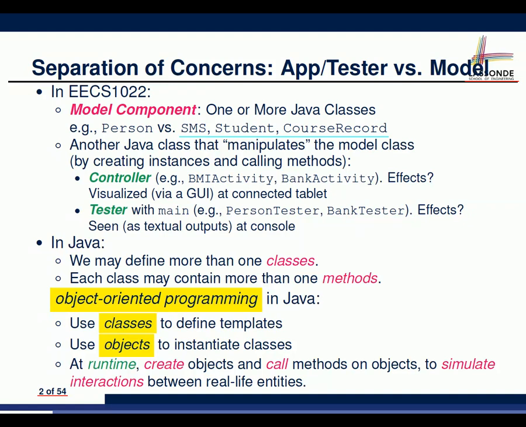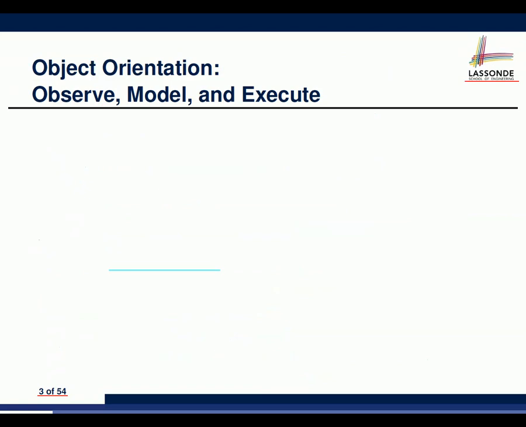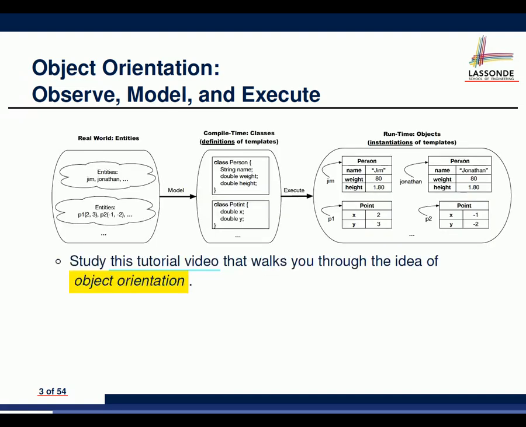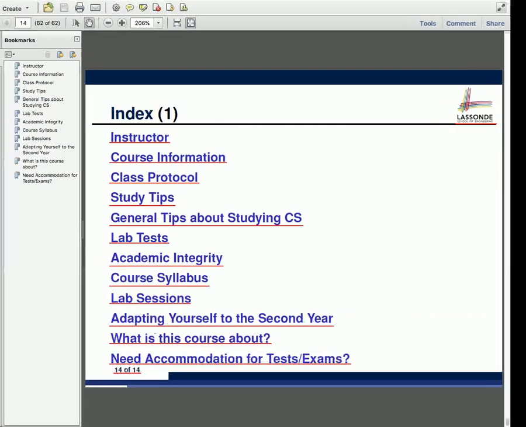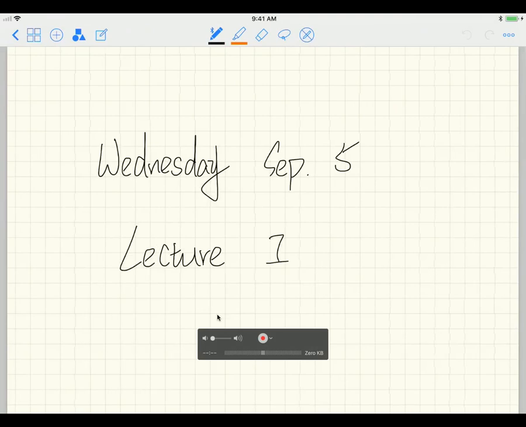Now, object orientation. Again, that's kind of the three-step phase I would like to go over very quickly. There's a diagram. I'll go through that on the iPad in just one moment. If you really want to know more about object orientation, you can click on this link. There's another tutorial video to walk you through some basic ideas about object orientation. I'll skip that part just for now. Let me say that on the iPad quickly.